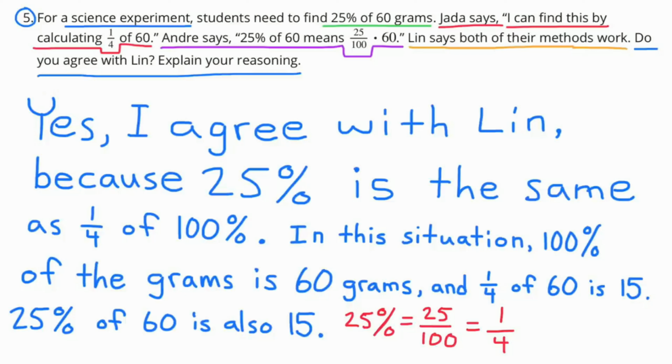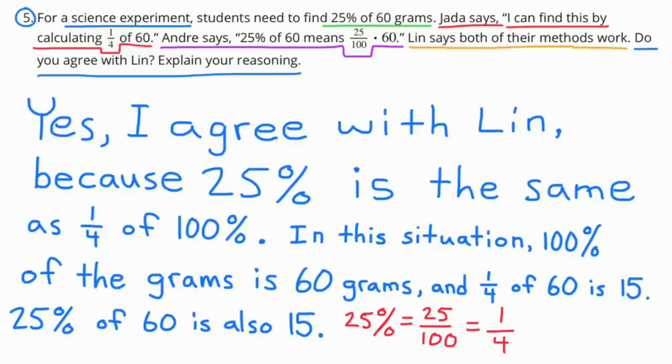Number 5. For a science experiment, students need to find 25% of 60 grams. Jada says, I can find this by calculating 1/4 of 60. Andre says, 25% of 60 means 25 over 100 times 60. Lynn says both of their methods work. Do you agree with Lynn?